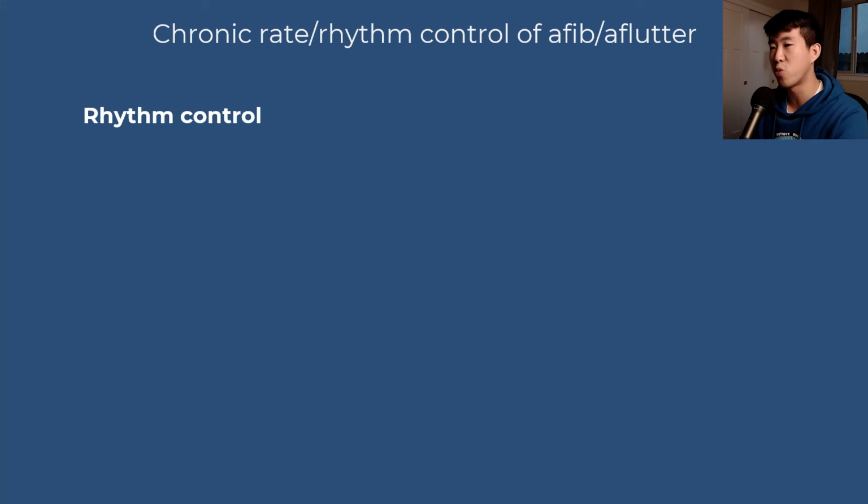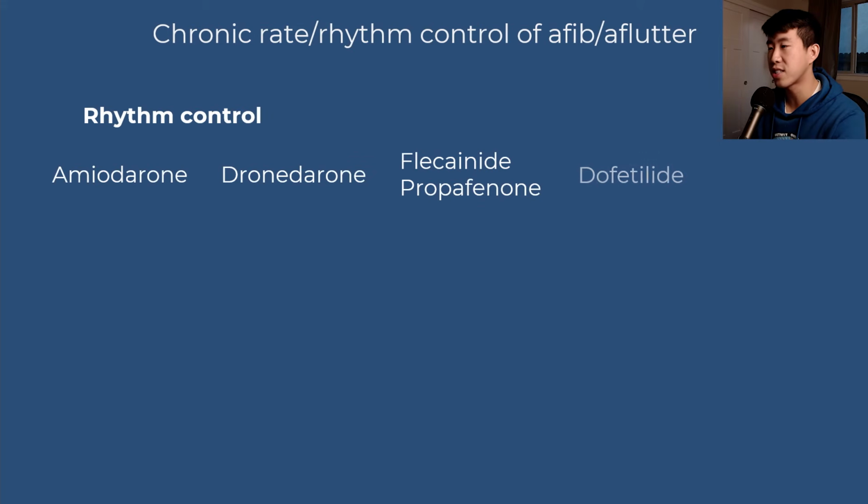But now let's talk about rhythm control. There's many different agents that you can be using. Amiodarone, dronedarone, flecainide, propafenone, dofetilide, sotalol. These are a lot of options, at least that I've seen in my experience so far.